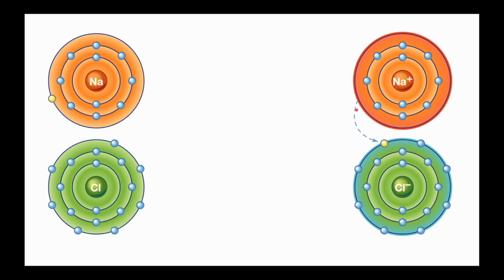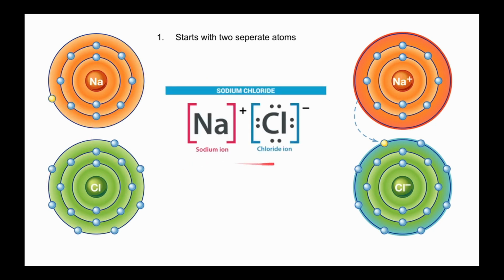So, here are the steps for ionic bonding. As long as you know these steps, you should always know what is going on when someone mentions ionic bonding. So the first step is that it starts with two separate atoms. So here you can see there's a separate sodium atom and a separate chlorine atom. Those are the atoms we're going to be using in this compound called sodium chloride, also known as household table salt.